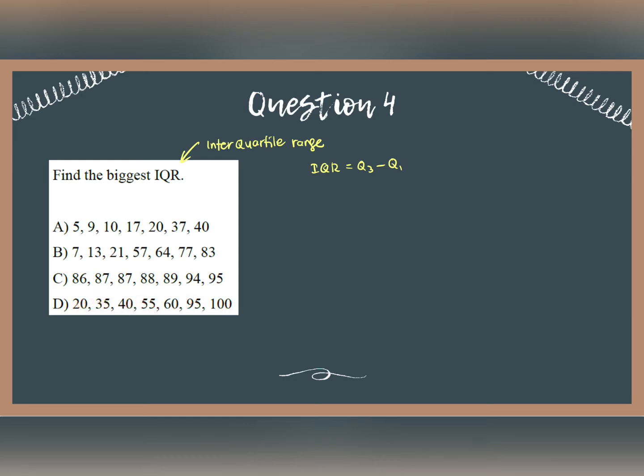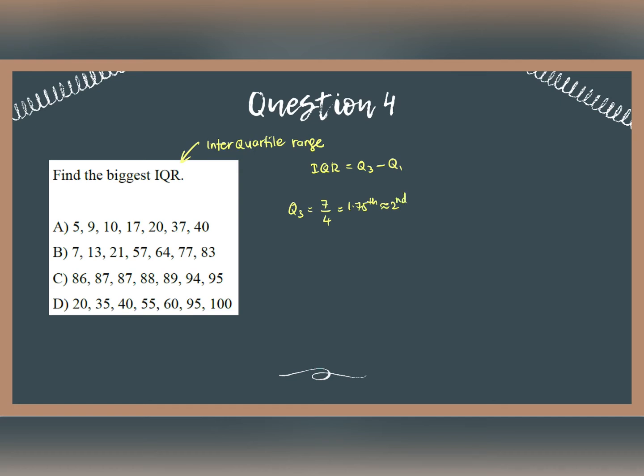So for the interquartile range, where is Q3? Q3 is located at 7 divided by 4. So 7 divided by 4, what do we get? 1.75. That means we will round to the second.